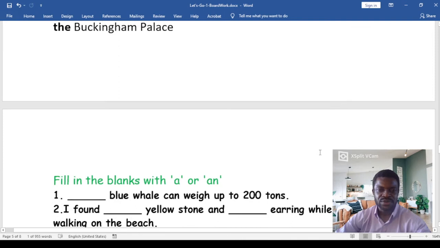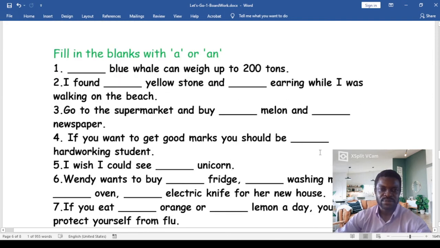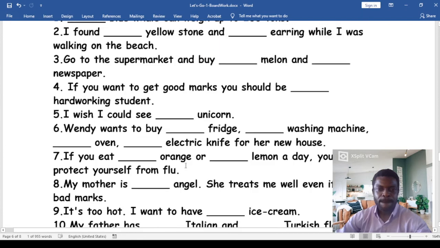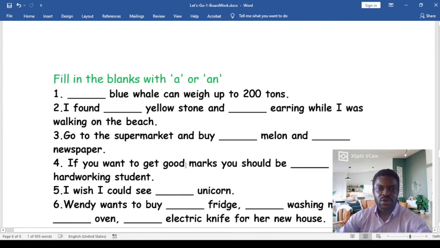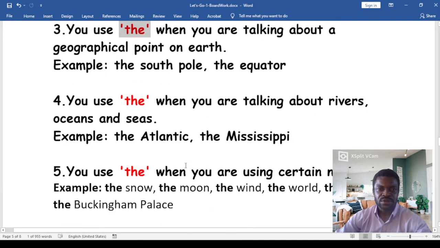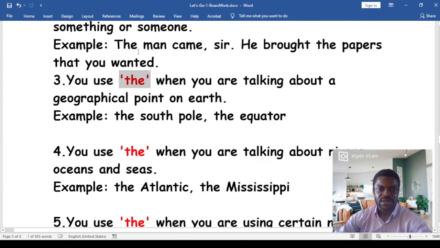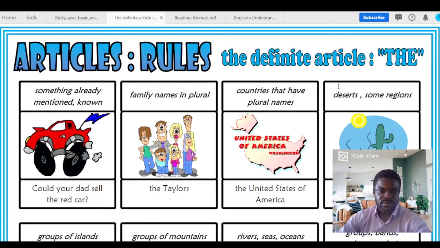We also use the with nouns. Okay, this is going to be the exercise, but first of all, let's move over to the picture that I've got to help you understand the definite article "the" very well. Let's go take a look. So here we are. I told you I've got the picture here, the definite article "the". So we use this for something already mentioned, something already known to us.